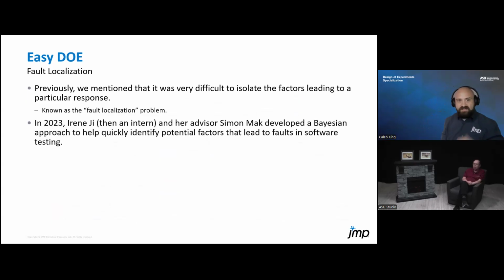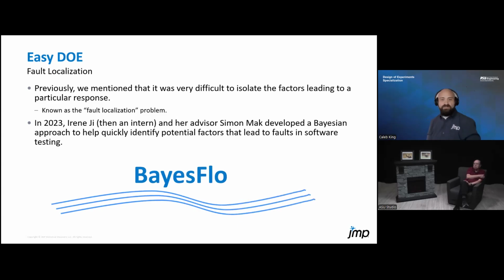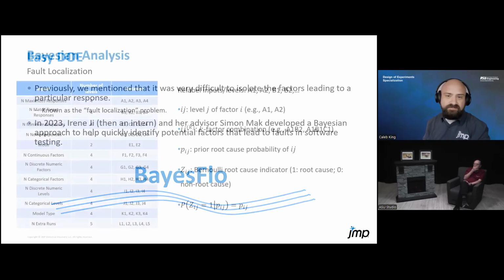Well, as it turns out, back in 2023, Irene G., she was an intern at the time. Now she works as a full-time developer for us. And her advisor, Simon Mack from Duke University, developed a Bayesian approach to help with this fault localization issue. They called it Bayesian fault localization. That's the official name. What I think is the better term that they use is Bayes flow. Bayes fault localization, Bayes flow. And what I want to do is walk you through how that works, because now we have a tool that actually helps us with the fault localization.